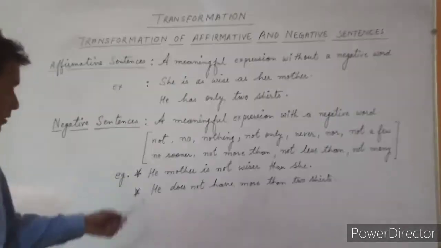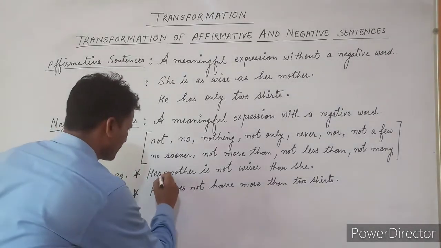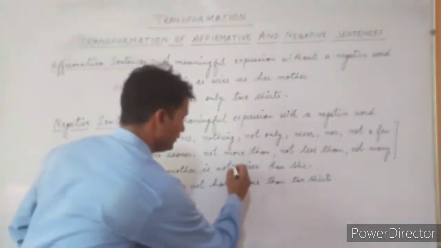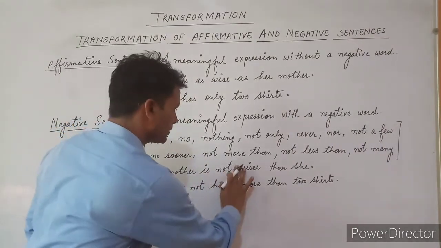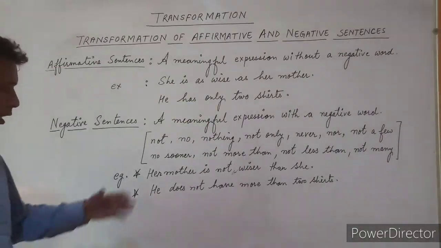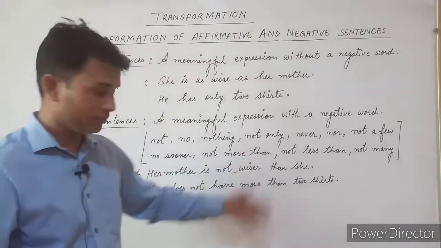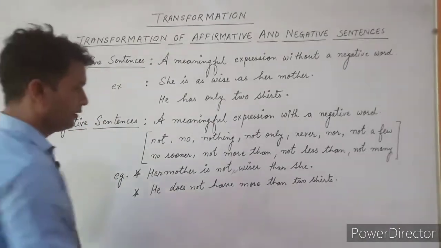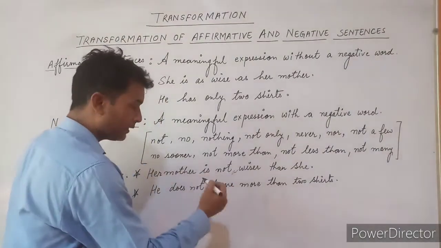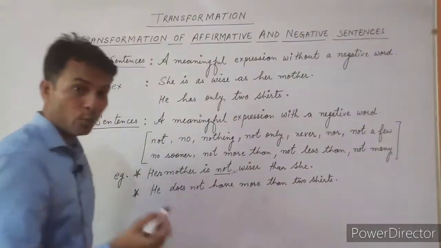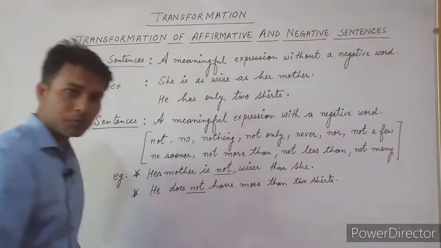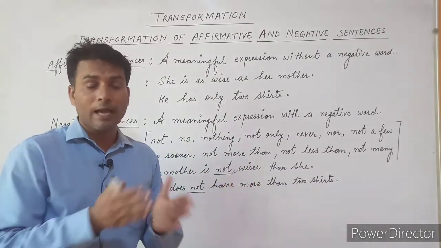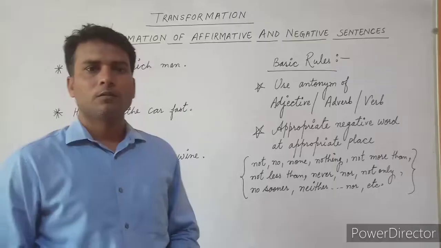For example, her mother is not wiser than she. He does not have more than 2 shirts. So you can see here, these are negative expressions, negative sentences, because they contain a negative word, not. Right, students? Now let's learn how we transform an affirmative sentence into a negative sentence.